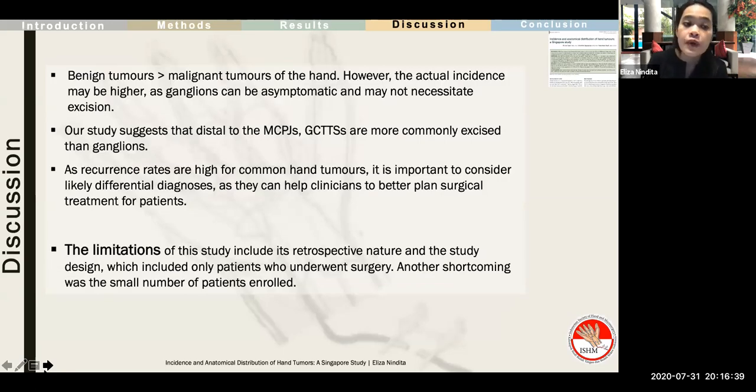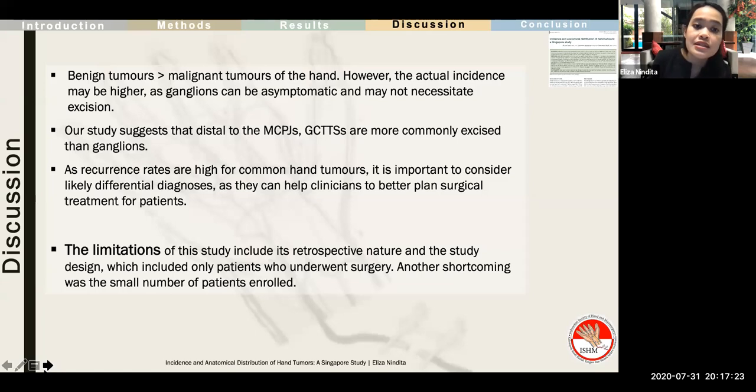So as for the discussion in this journal, benign tumors make up most of the cases compared to malignant tumors of the hand. However, the actual incidence may be higher, as we know that less than half of the patients present, as many are asymptomatic and might not necessitate any excision. They might not come if they don't have symptomatic complaints such as pain, which means fewer patients are captured, giving the limitations of the study.